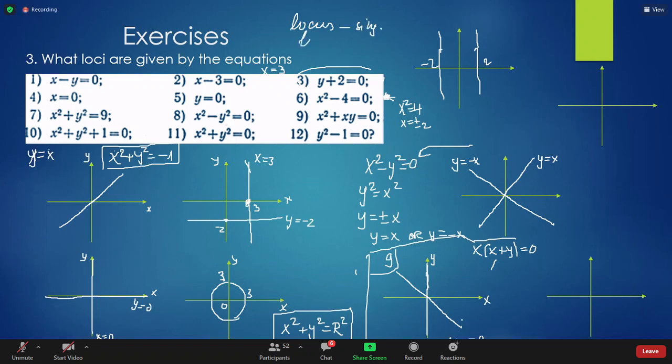Okay, so actually, number 10 does not describe any locus. The set of points is empty. It's the empty set. There's no such point that would fit this equation. Such a curve is impossible. So this equation simply does not describe anything. 11.